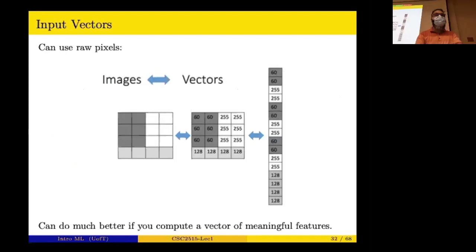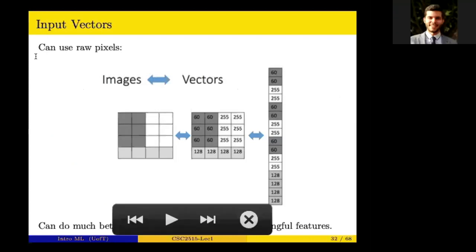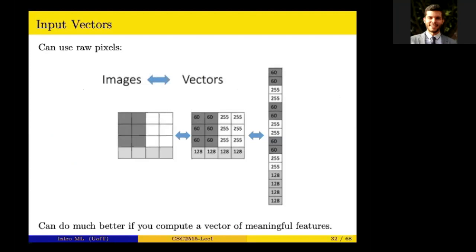The question is, are there methods that take input as a matrix instead of just vectors? So yes, but we can convert matrices to vectors easily. That's why most methods directly consider them as vectors.